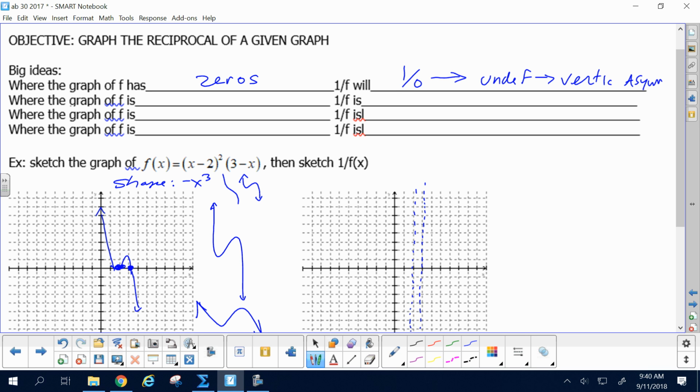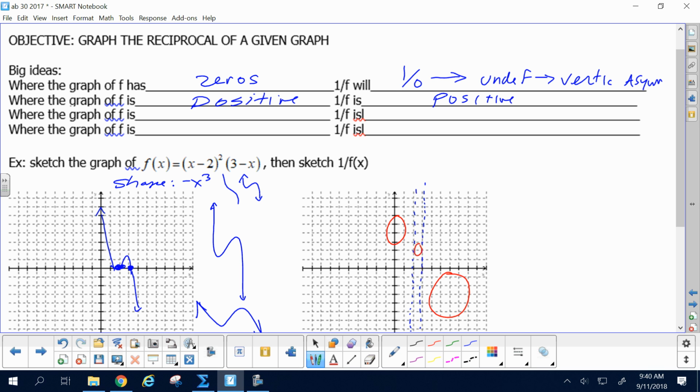Next, where the graph of f is positive, well, 1 over f will also be positive, because taking a reciprocal doesn't change that. It doesn't make it negative all of a sudden. So positive will still be positive, and negative will still be negative. So I know that the graph will be up here, and down there. It won't obviously look like circles, but I know it'll be above and below the axis in the exact same way that this guy was above and below the axis, because taking the reciprocal doesn't change the sign, right?